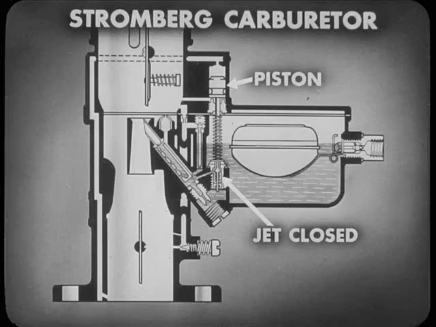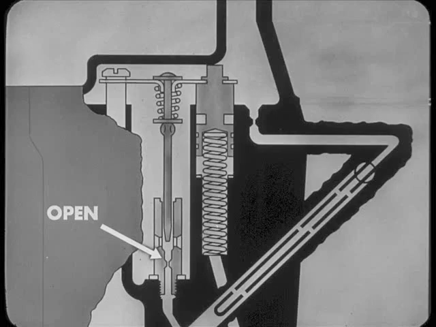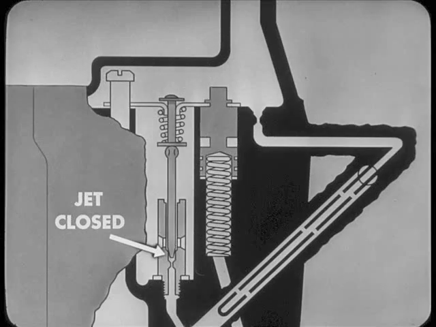The Stromberg is built a little differently, Duke, but it works by vacuum, too. The main difference is that the vacuum holds the piston up, which allows the jet to stay closed. Can anything go wrong with the step-up system? Well, the most likely thing is the piston sticking so that the step-up jet is always open or always closed. Of course, if it's always open, you'll have a constantly richer mixture than you need. If it's always closed, you'll find that your top speed is limited and your car will feel dead on acceleration.